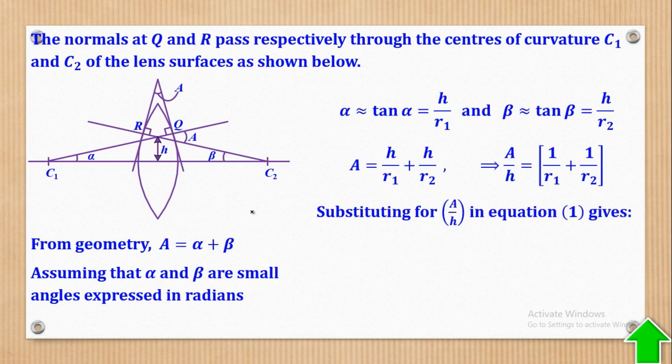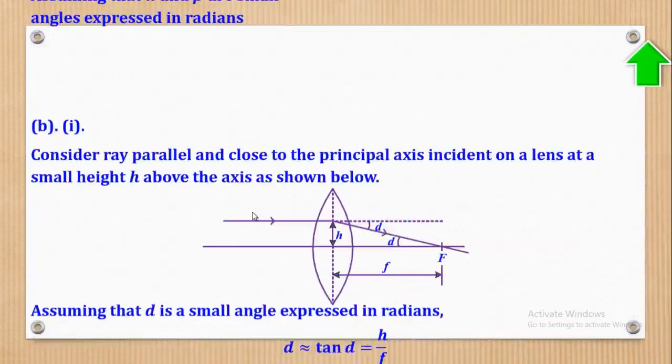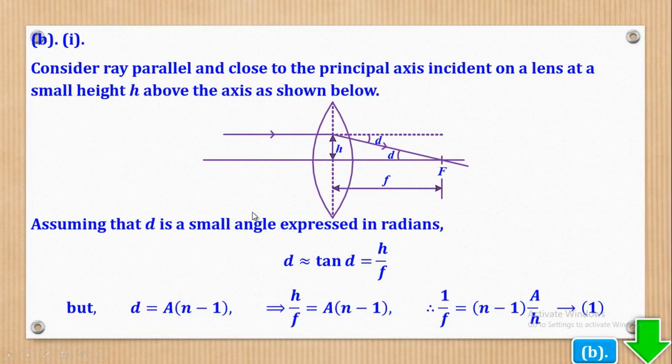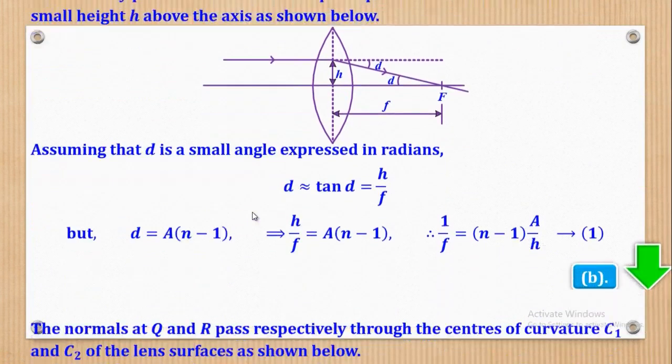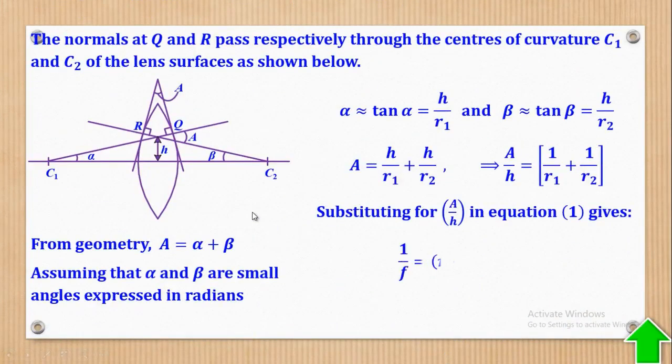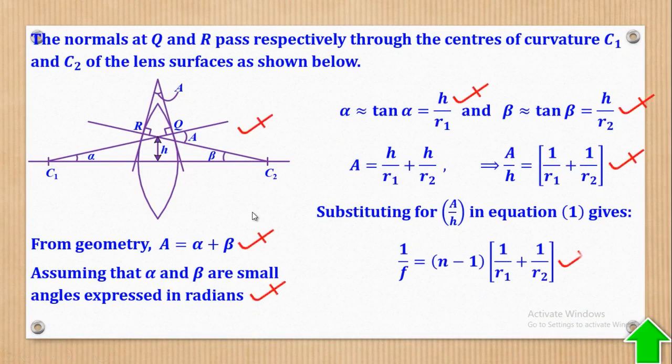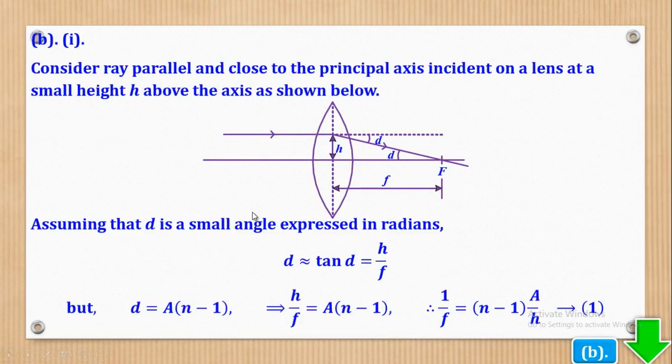So if you remember equation 1, in equation 1 we saw that 1 over f is equal to (n minus 1) multiplied by A over h. So what I'm going to do, I will come here and substitute for A over h to come up with that expression, and basically that's the derivation they wanted. So that is how the marks would be awarded.